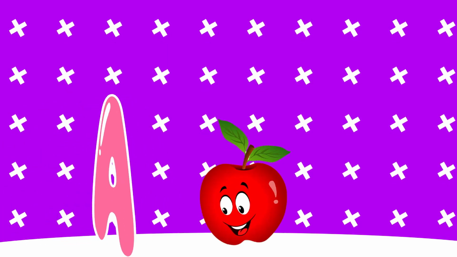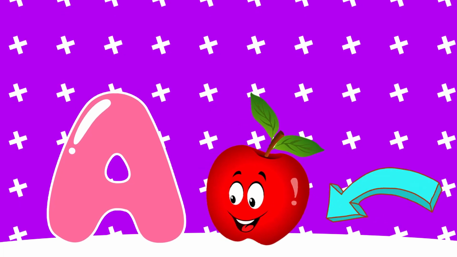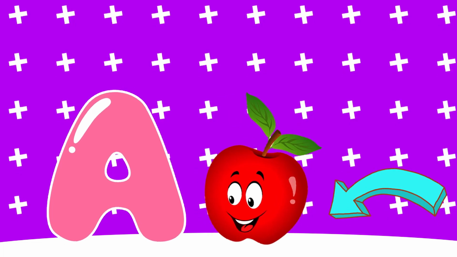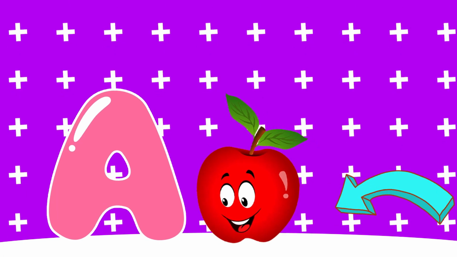A is for apple, a, a, apple. A is for arrow, a, a, arrow. B is for ball, b, b, ball. B is for balloon, b, b, balloon.